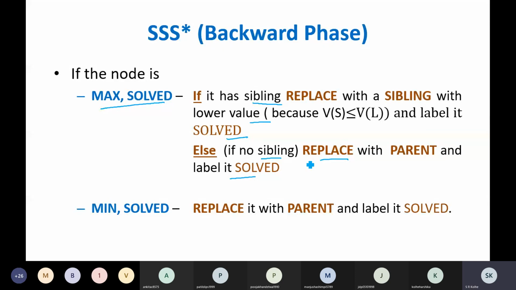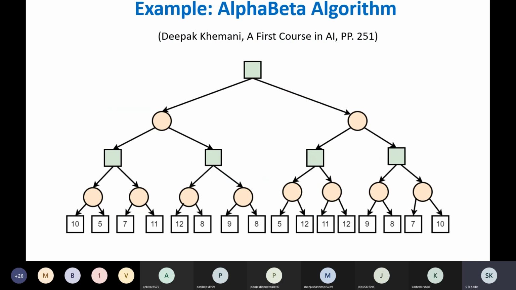So it is like your A star algorithm. If the node is max, what to do? It is given here. If it has a sibling, then replace that sibling with lower value. There is a reason why: the value of a strategy is always less than or equal to the value of a leaf node. If it does not have a sibling, simply replace that with the parent node and label that as solved. Another possibility: a node can be a min node, and if it is solved, replace it with the parent and label that as solved. Simple.